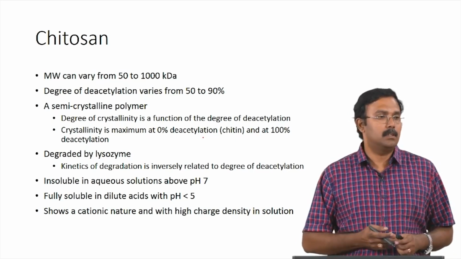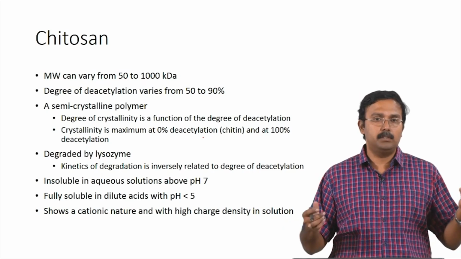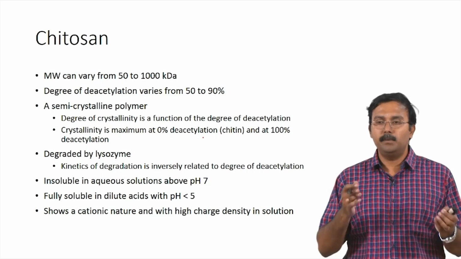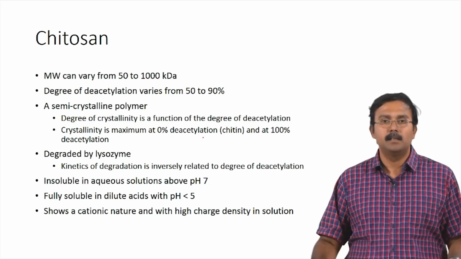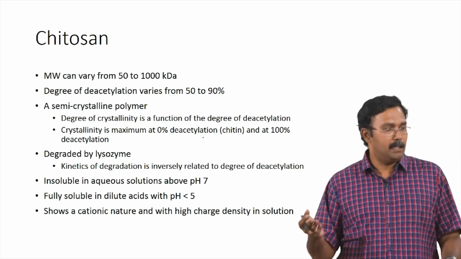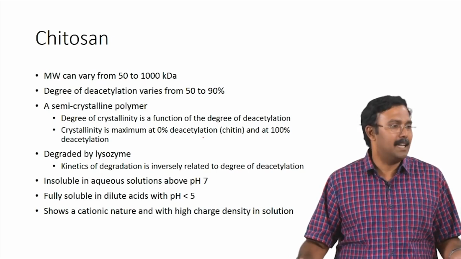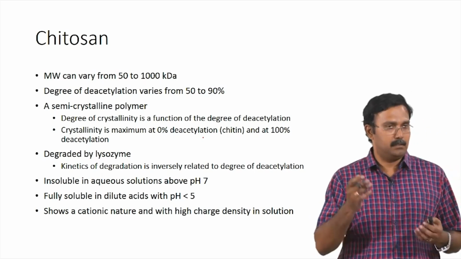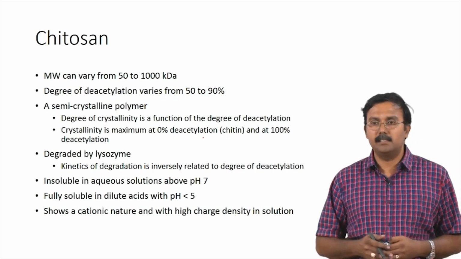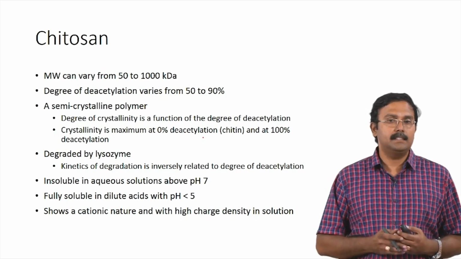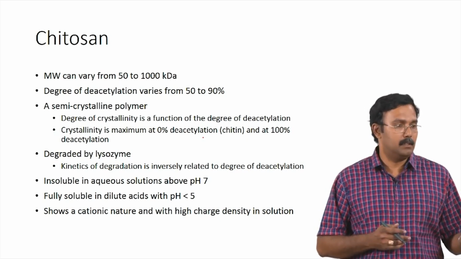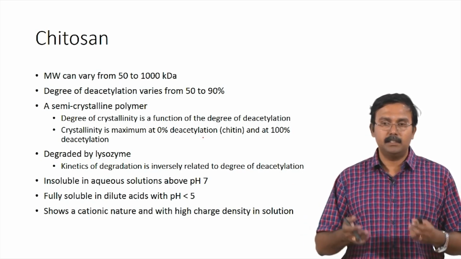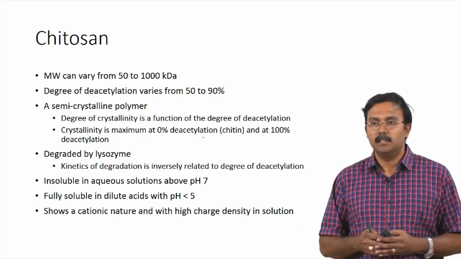So, it is actually very high at both 0% deacetylation and 100% deacetylation. In between, it is a semi-crystalline material. So, as I said, it is a biodegradable material because it gets degraded by lysozyme. So, lysozyme basically cleaves the glycosidic bonds and degrades the chitosan. So, the kinetics is inversely related to the degree of deacetylation. So, higher the degree of deacetylation, lower will be the degradability.